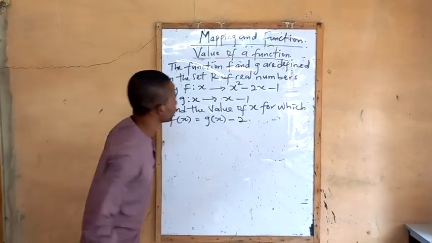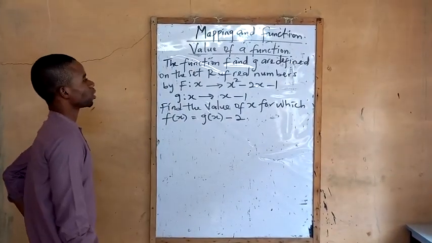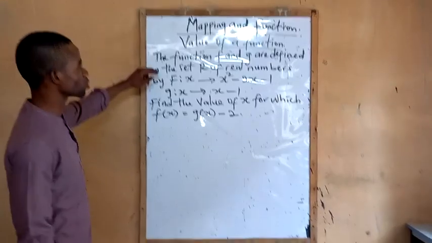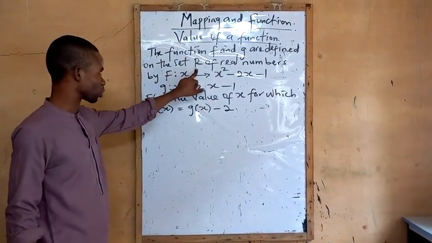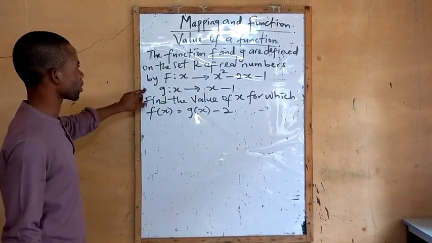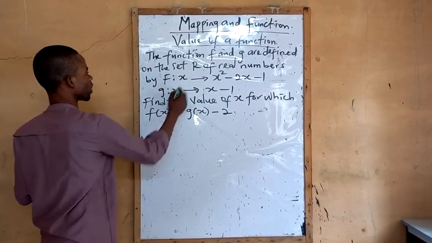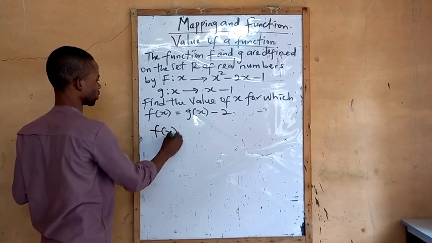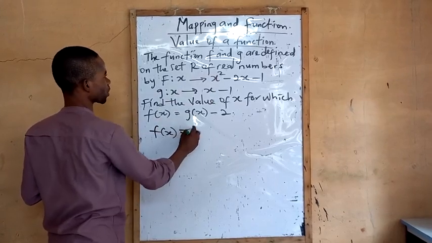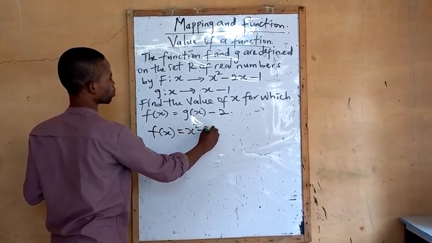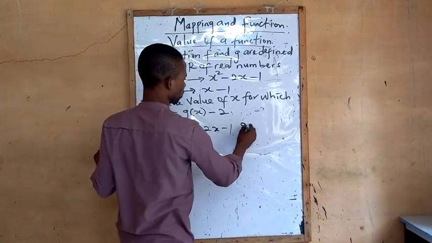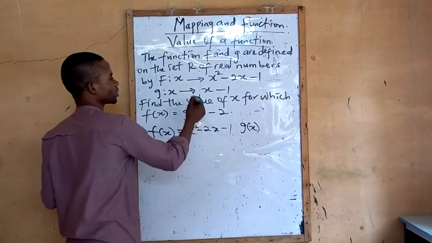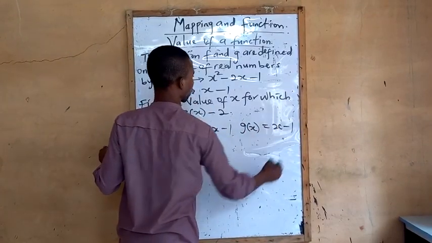Now we are still under the value of the functions. Now if you look at it, they said the functions f and g are defined on the set R of real numbers. We are given f of x. They say f of x is x squared minus 2x minus 1. And we are given g of x. Our g of x is x minus 1.